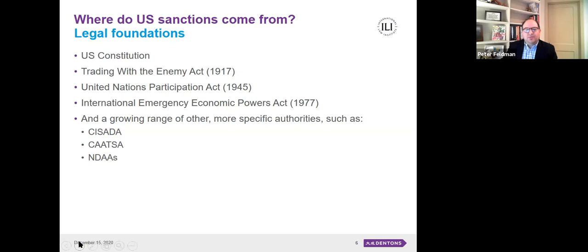So I mentioned a few minutes ago that I wanted to start with the history and then focus on the law. This is the law. And in the modern era, U.S. sanctions are derivative from both the U.S. Constitution and several bedrock statutes. Now, increasingly in recent years, we've also seen quite a bit of subject-specific legislation that's layered on top of this. And that trend really started about 10 years ago.